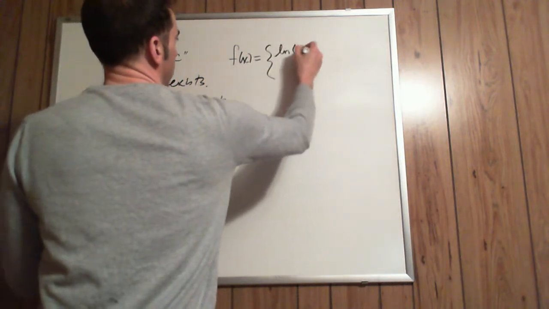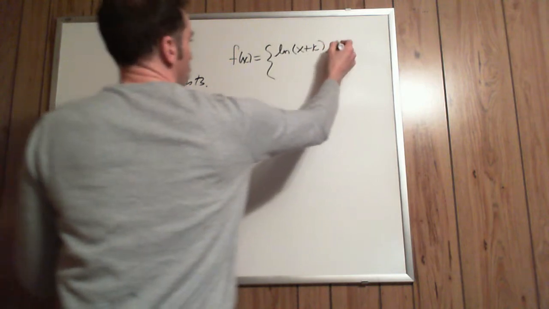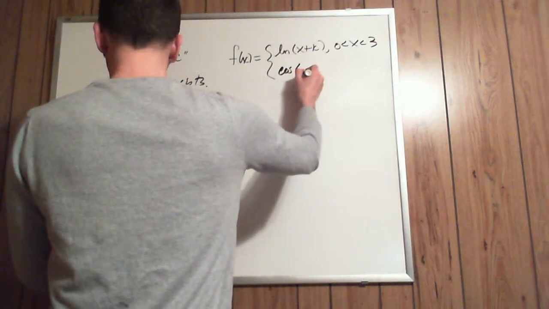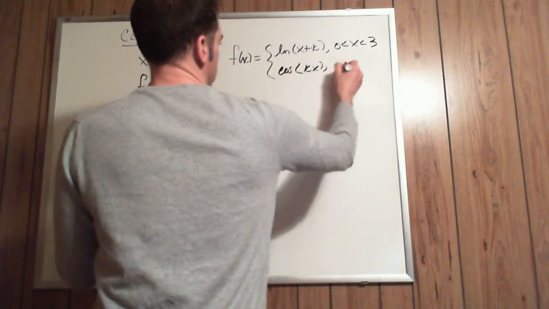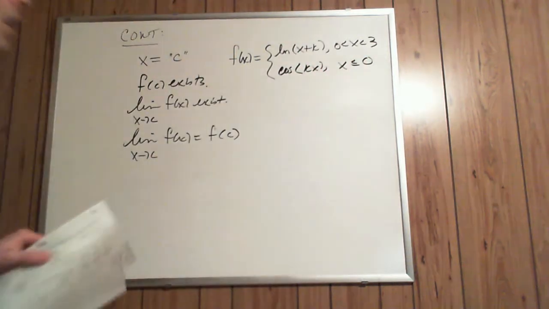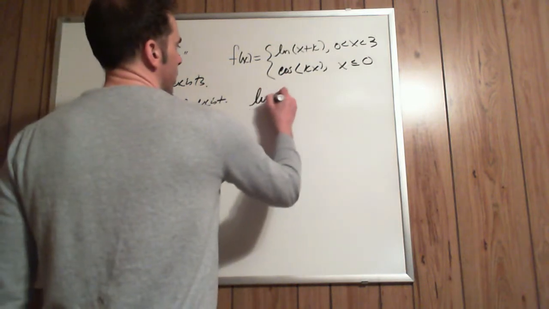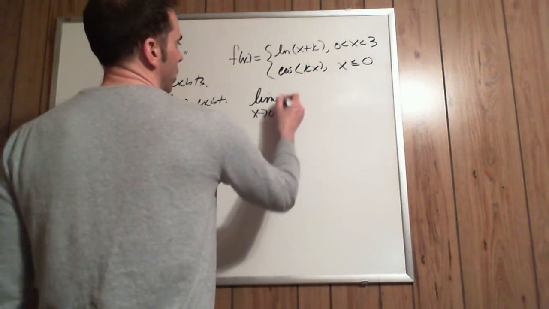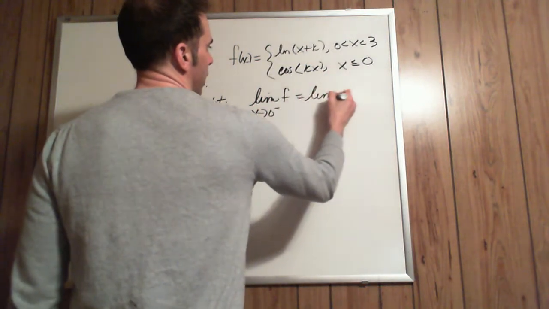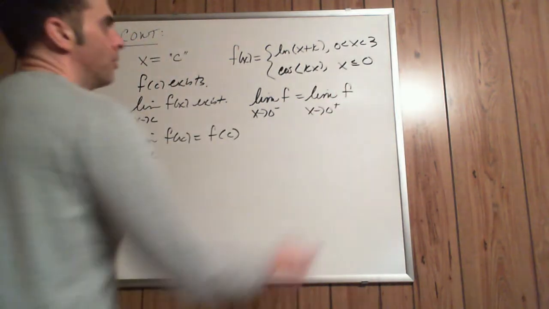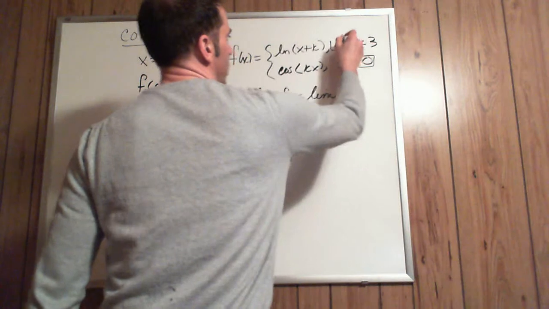F of x equals the ln of x plus k for 0 less than x less than 3, and it equals the cosine of kx for x less than or equal to 0. Okay, so in finding the value of k so that f is continuous everywhere, we will take the limit as x approaches 0 from the left of f and set that equal to the limit as x approaches 0 from the right of f. So this is of concern, the breaking point in the domain.